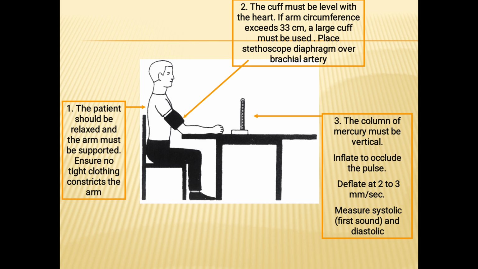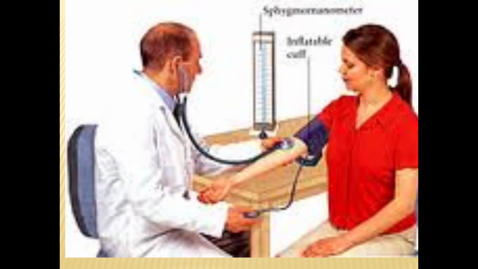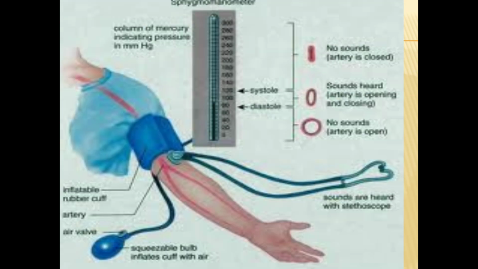We should inflate to occlude the pulse and deflate at the rate of 2 to 3 mm per second, and we will measure systolic as well as diastolic blood pressure. This is how the patient is sitting and the doctor can measure the blood pressure, or the student can measure the blood pressure of any subject.